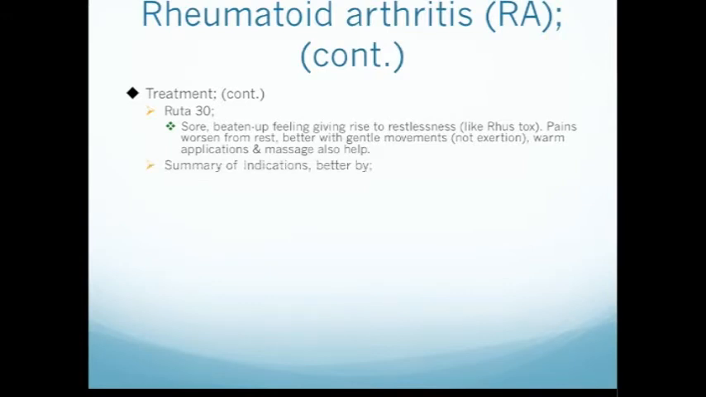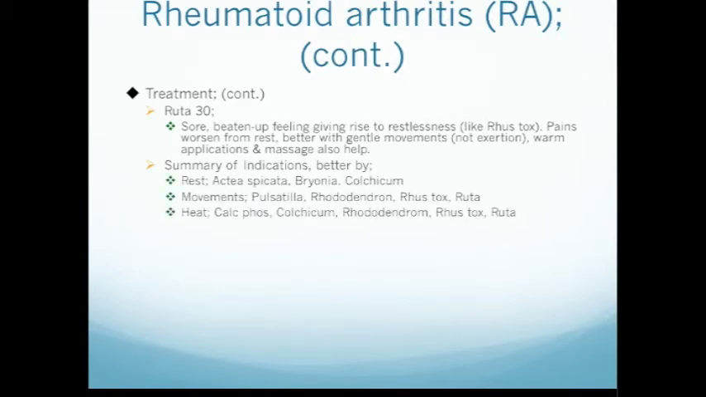The summary of indications and what the arthritis is improved by is as follows. If rest helps, try Actaea spicata, Bryonia, or Colchicum. If moving and motion helps, Pulsatilla, Rhododendron, Rhus tox, and Ruta will be better.